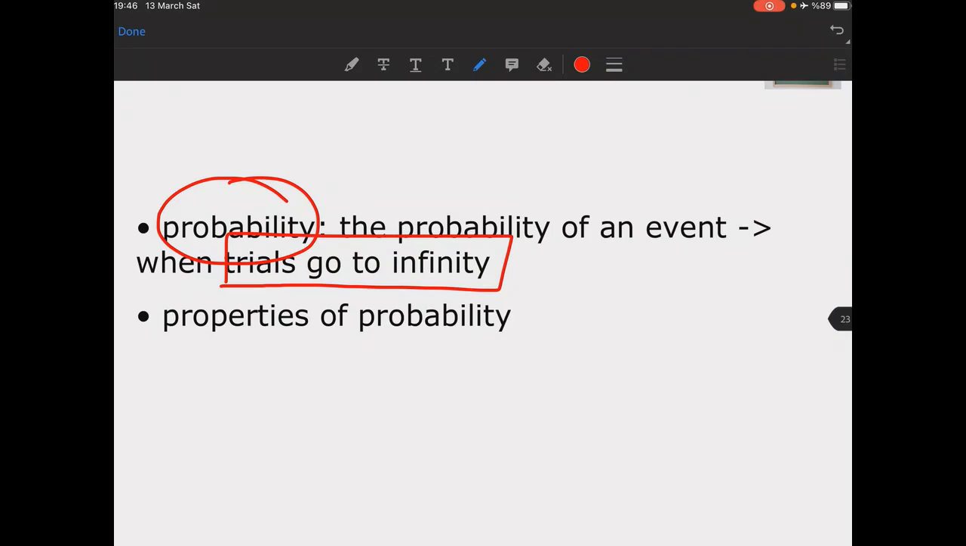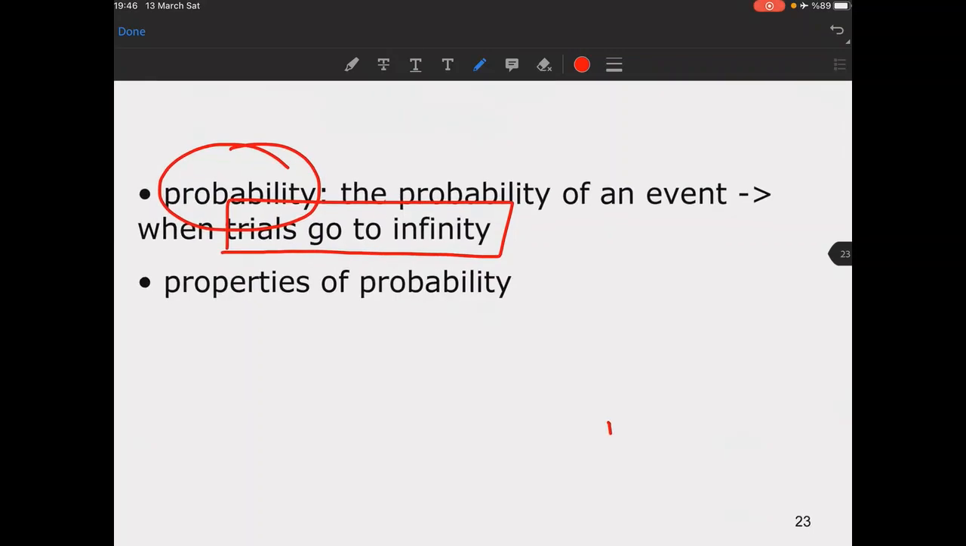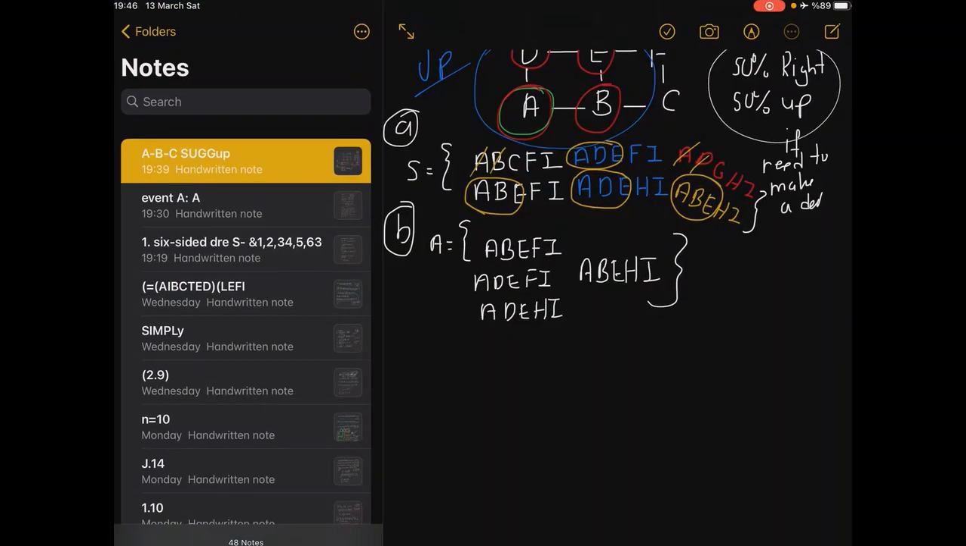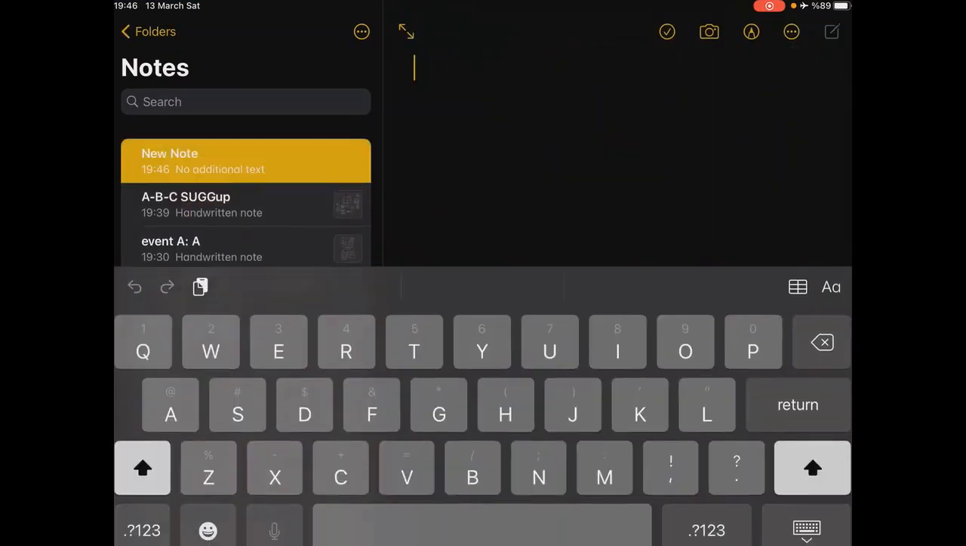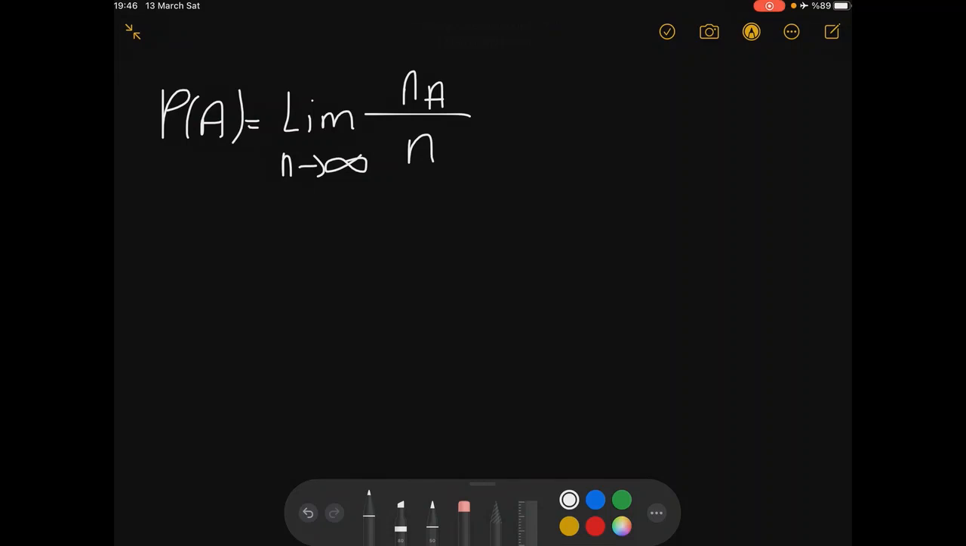Okay, let me try to write them down. What were we talking about? The properties of the probability, right? So it is your probability of event A is the limit, when n goes to infinity, of the count of A over your sample space.